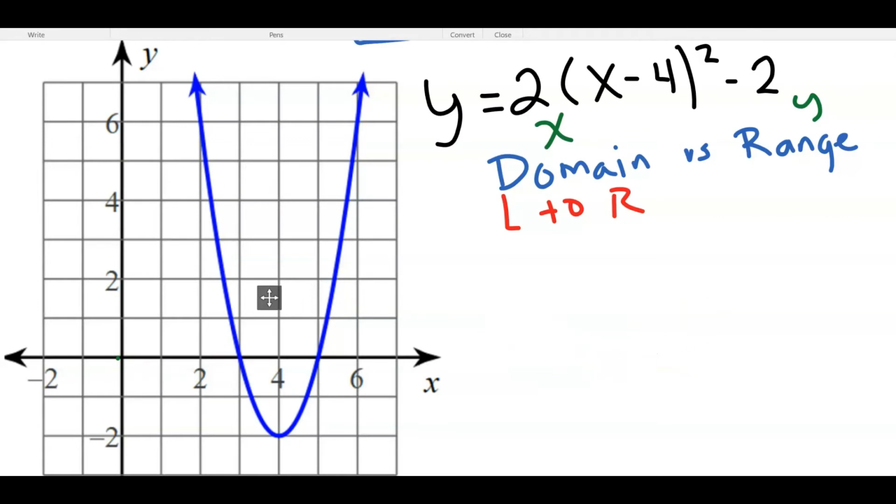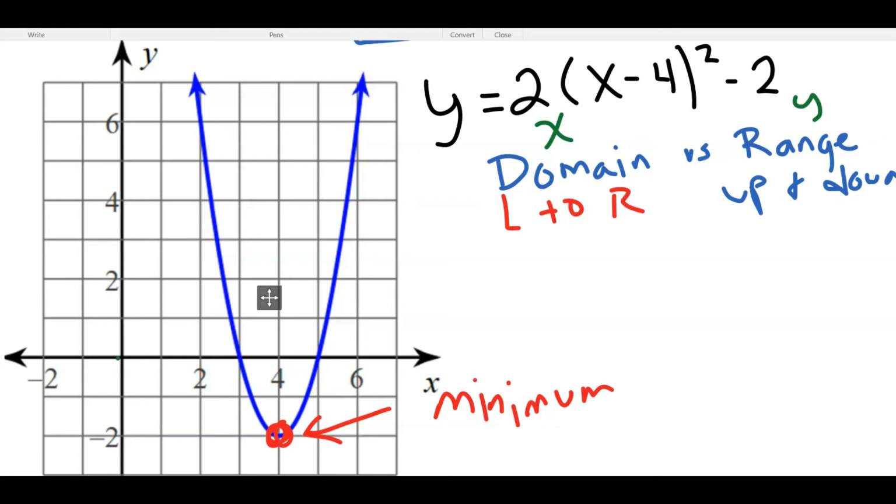Now range is going to be basically up and down. How tall is it? What's its lowest point? What's its highest point? And this one has a lowest point. If you look over here on the bottom of the vertex, this is what we would call a minimum because it's the lowest point on the parabola. So it doesn't go down forever.